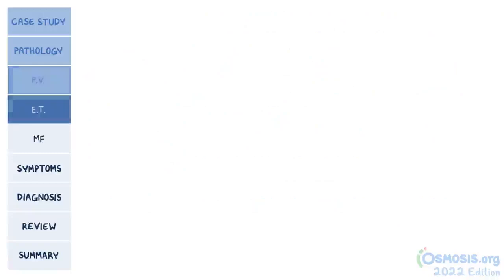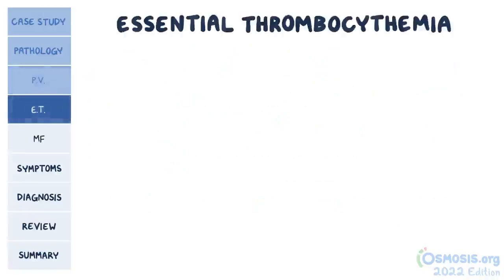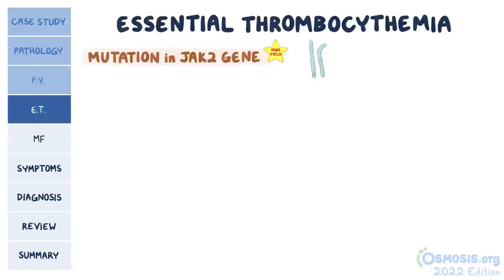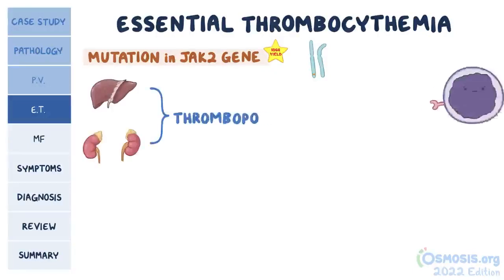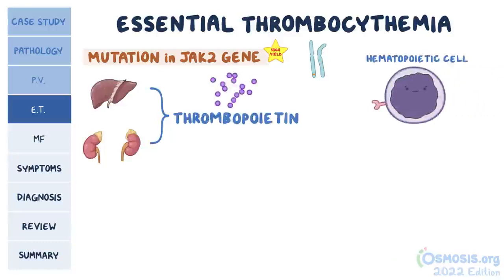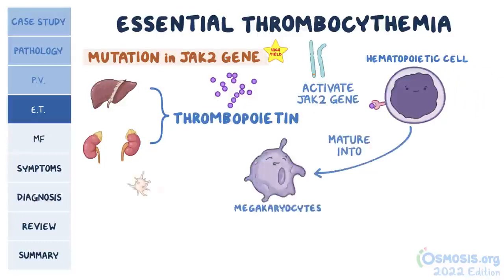Okay, next up is essential thrombocythemia, where there's an increase in platelet production. It can be caused by a genetic mutation in the JAK2 gene, like in polycythemia vera. Normally, the liver and kidneys produce a hormone called thrombopoietin, which binds to hematopoietic cell receptors. When it binds, those cells activate the JAK2 gene, which makes them divide and mature into megakaryocytes, which are responsible for creating platelets. But unlike polycythemia vera, only 50% of patients have a JAK2 mutation.